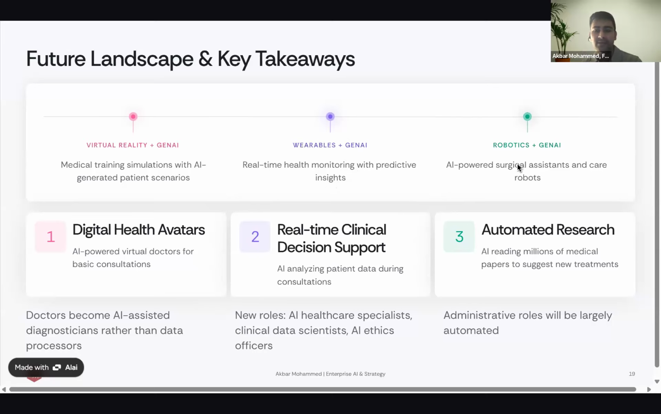And the third one is robotics. Robotics will take some time to evolve, primarily because today we have language, we have images, we have audio, but the real world is a lot more complex, right?